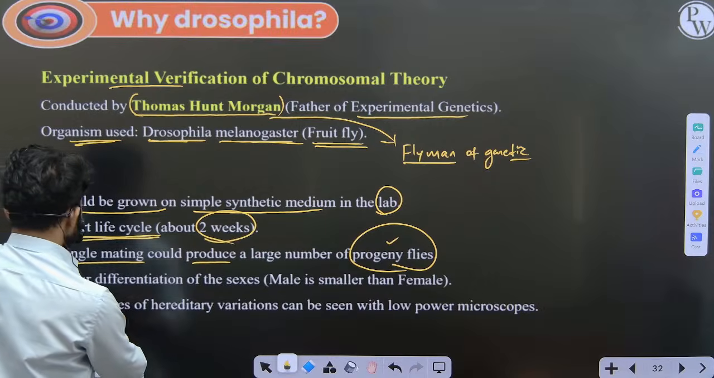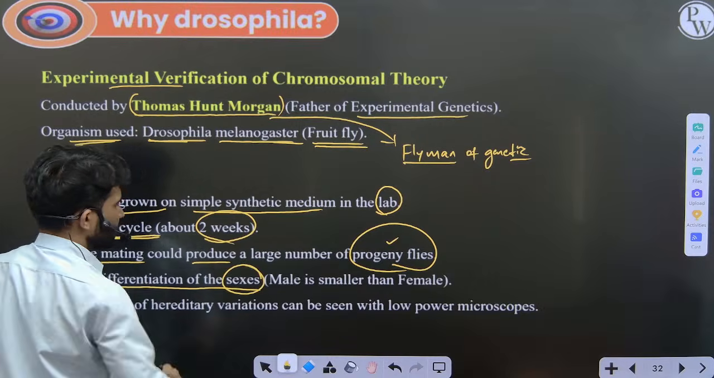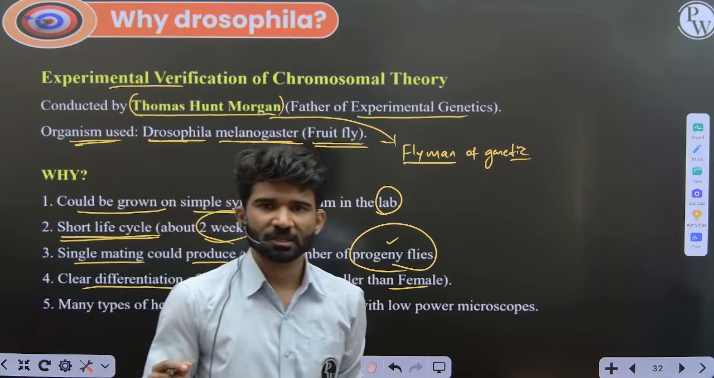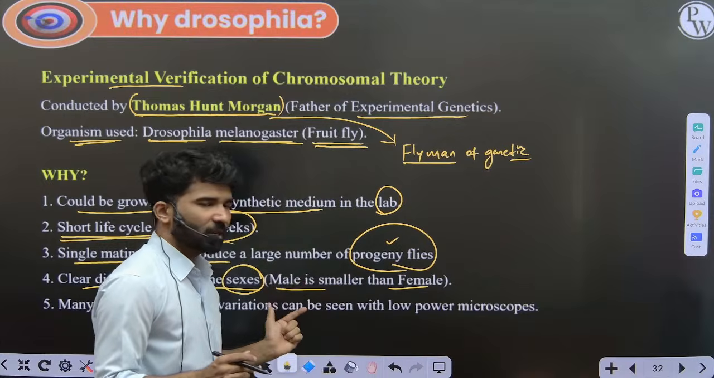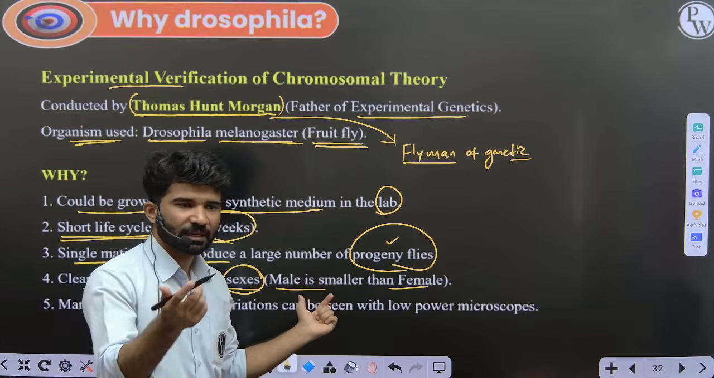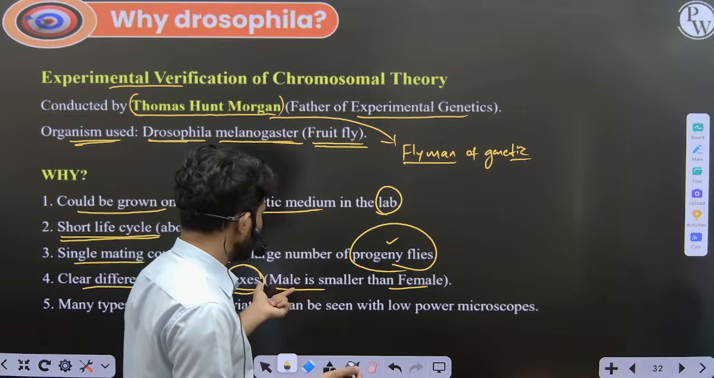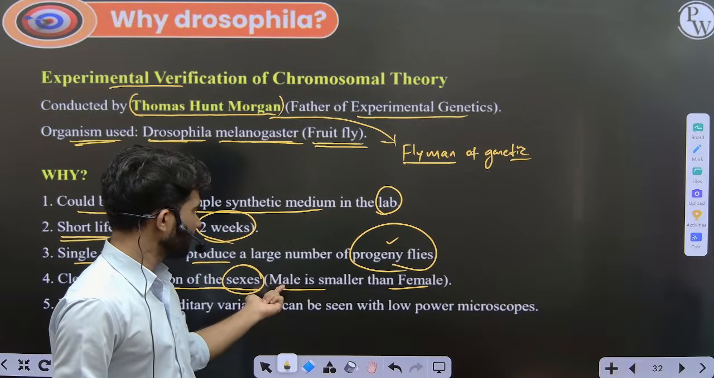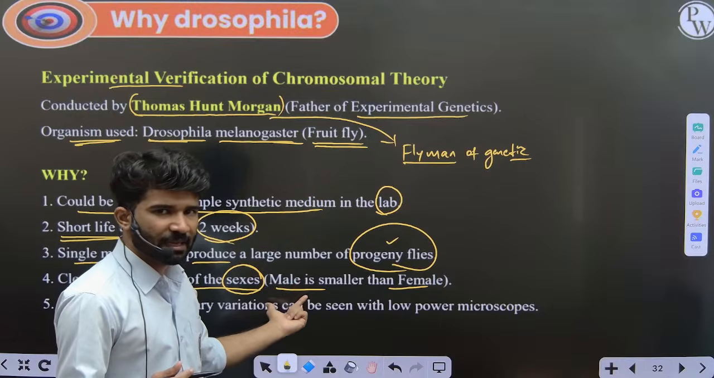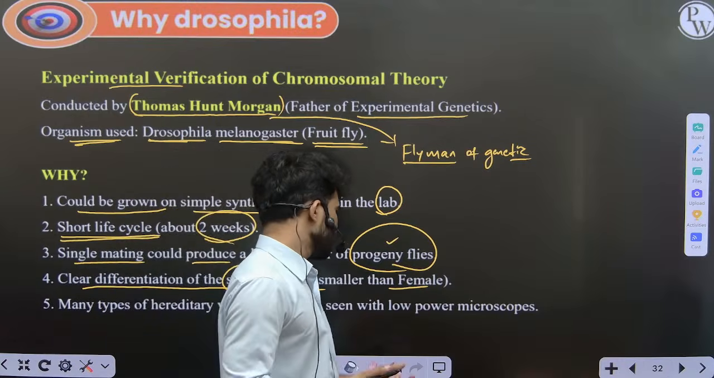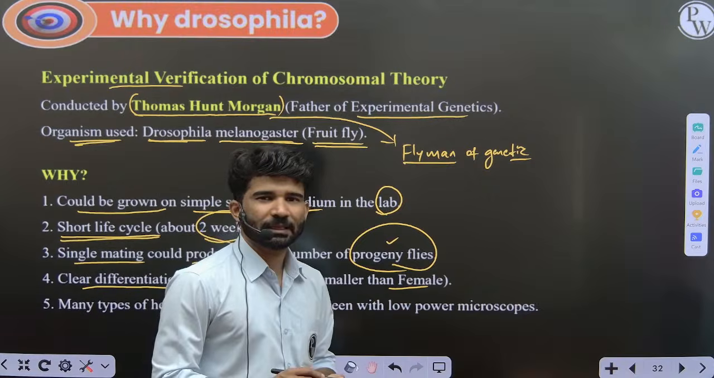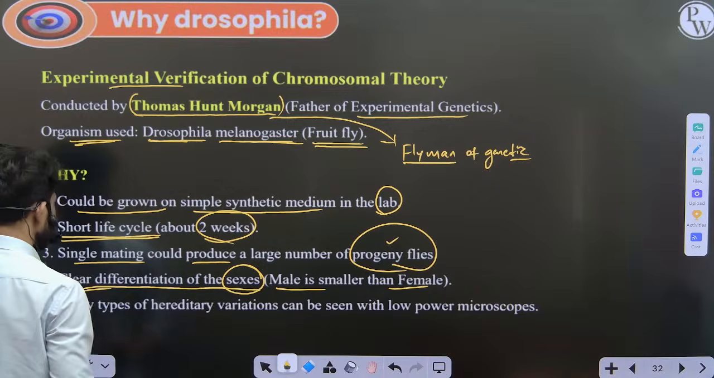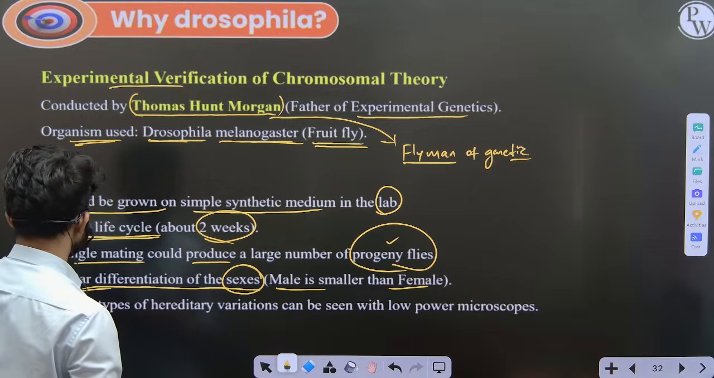Again, there is a clear differentiation of the sexes. The male is smaller than the female. The female has a large abdominal stripe, and the male has a smaller stripe. Then the male has a sex comb on the foreleg, which can be easily identified. They are present only in the male. Those are the differences between male and female fruit flies.